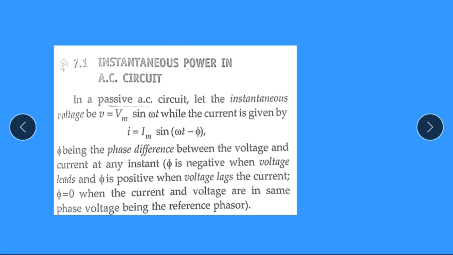So, the value of phi may be negative when voltage leads the current, and phi is positive when voltage lags the current, and phi is 0 when current and voltage both are in the same phase. This case is when the circuit is a purely resistive circuit.